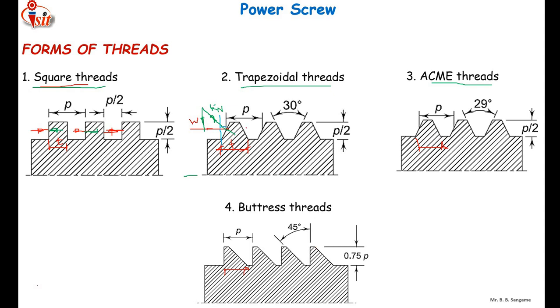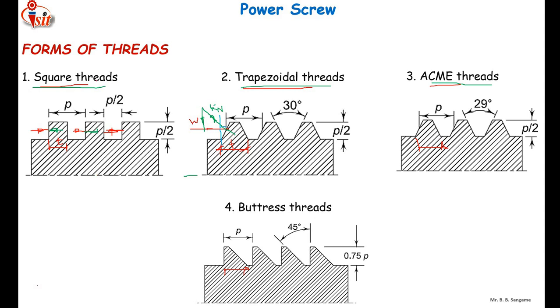One more thing is there. We can use the split nut in case of trapezoidal thread and ACME thread, due to the angular thread profile, so that wear can be compensated by using the split nut. But in case of square thread it is quite difficult. So it is a disadvantage of square thread.